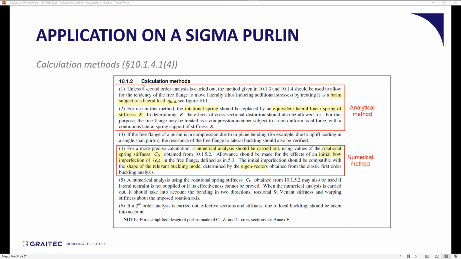And in the Eurocode 3 chapter 10 for purlin design, you can either apply the analytical method from chapter 10, or you can go with a numerical method if you have software for that, where you will introduce the rotational spring stiffness of the roof, and you will also introduce an initial bow imperfection along the member, which will be based on the critical buckling mode that you find by a modal analysis. And this is what Advanced Design will do through the advanced stability feature that we have.